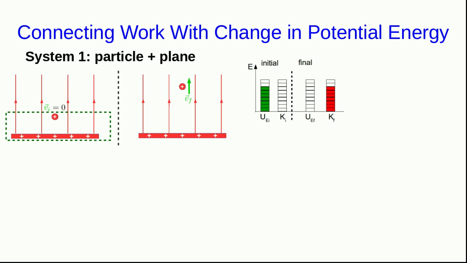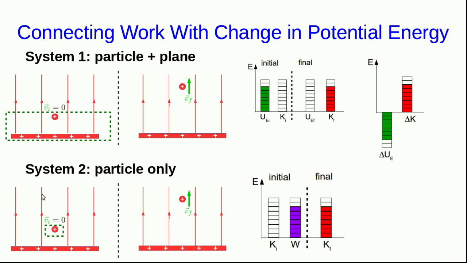Let's compare those two ways of viewing this interaction. If I choose the system to be the particle and plane, I have the system's electric potential energy being converted to kinetic energy. Or I could equivalently draw a bar chart showing the changes in energy type and showing that the change in kinetic energy of this system is the negative of the change in electric potential energy. Or I can draw it this way with my system as only the particle, and now it's electrostatic work done by the electric field that produces the final kinetic energy of the system. Or again, I can say that the change in kinetic energy of the system is equal to the electrostatic work.